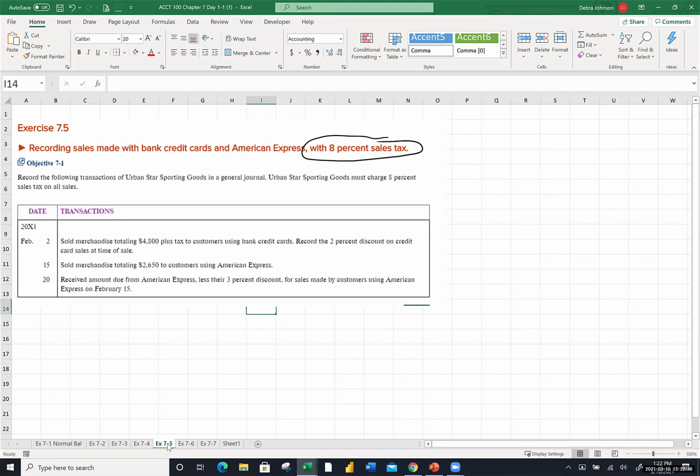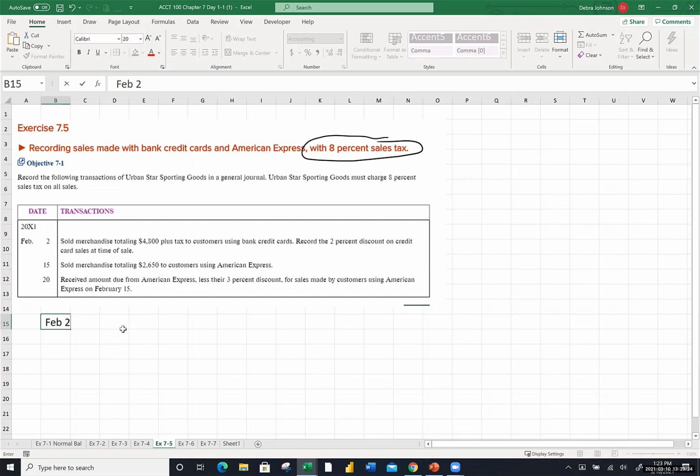When I see credit card transactions, I ask myself, is it a bank credit card, Visa or MasterCard? You're going to get cash right now. Or is it a non-bank credit card, in which case I need to use accounts receivable? So if I were to sell something right now in my business, the cash would be there by the end of the day, within 24 hours. Usually by midnight, it's posted. So that means cash right away. This one said, sold merchandise 4,800 plus tax to customers using bank credit cards. That means MasterCard or Visa. Record the 2% discount on credit cards at the time of sale.